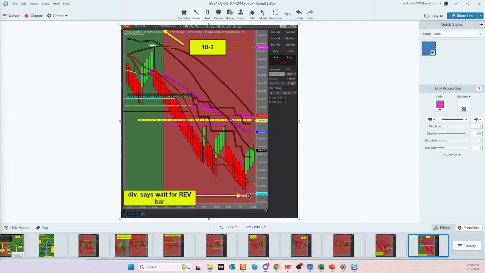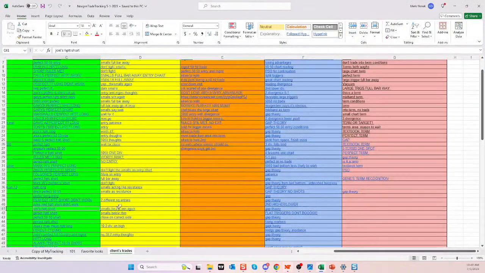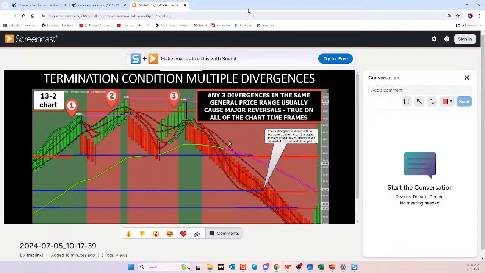If divergence prints from the high or low, my rule says if there is divergence from a high or low, I have to wait for a reversal bar. Why did that rule come into existence, guys?